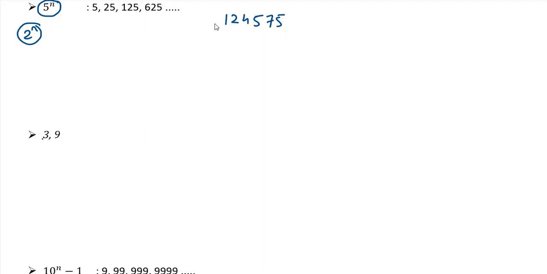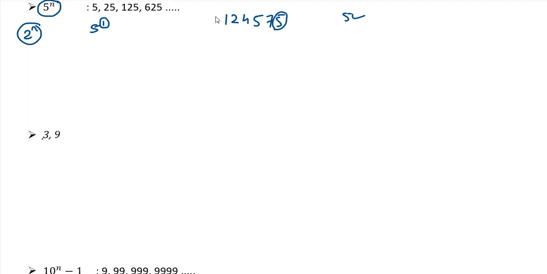So if you want to check whether this number is divisible by 5 or not, 5 is of the form of 5 raised to n. So we'll have to check the last digit. The last digit in this case is 5, which is divisible by 5. Hence we can say that this entire number is divisible by 5.